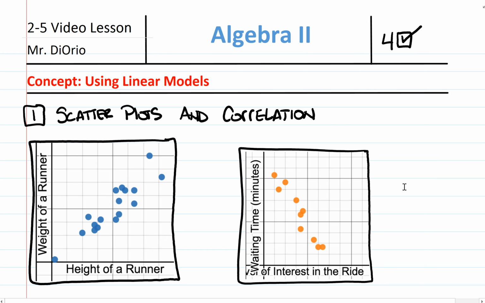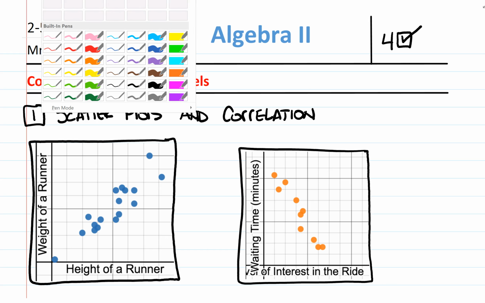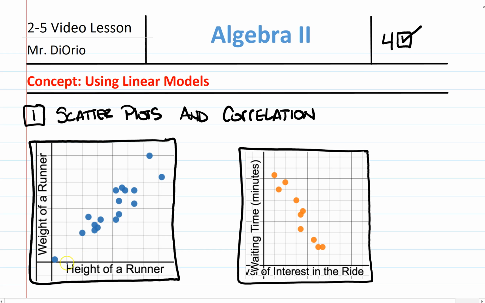So you'll notice I have 2 what are called scatter plots, and a scatter plot is just a representation of data comparing 2 quantities. So for the first part over here in this blue scatter plot, I'm comparing 2 things. And these are the variables that I'm comparing. I'm comparing the height of a runner with the weight of a runner. And a scatter plot is just individual data points. So each one of these represents a specific data point. And as you can kind of see that as the height of the runner increases, the weight of the runner increases because the data is kind of looking like it's going up like that from left to right.